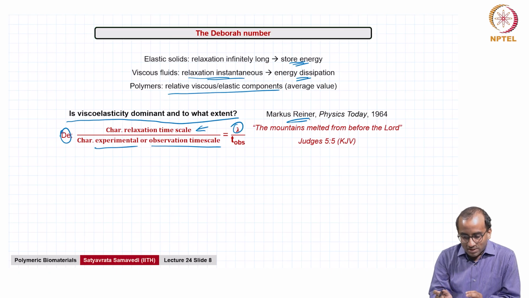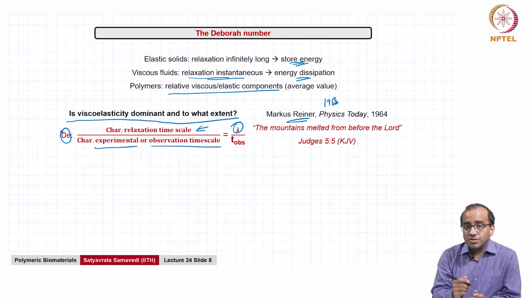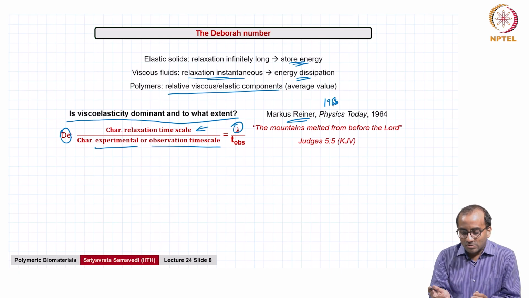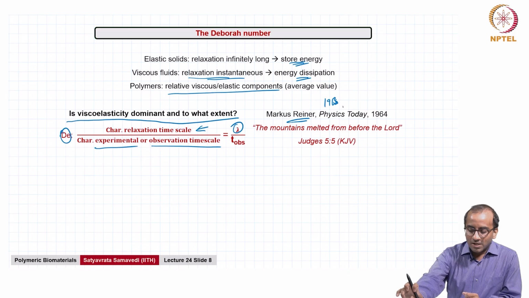Nevertheless, Marcus Reiner was a visiting faculty there, and in a rheology conference that was held in 1963, in an after dinner talk, he introduces this idea of a Deborah number, and it was later published in Physics Today in 1964. And the inspiration comes from a very interesting source.